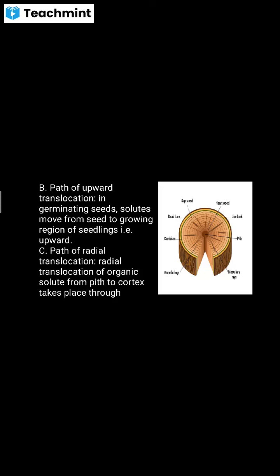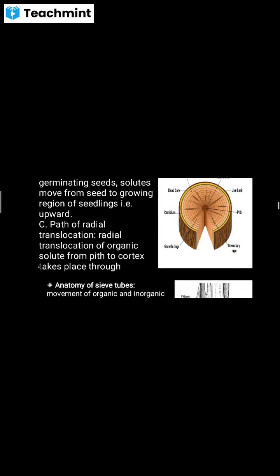देन थर्ड वन इज द रेडियल ट्रांसलोकेशन. So radial translocation, that means the translocation of the organic solutes from pith to the cortex, that will take place through the radial translocation.